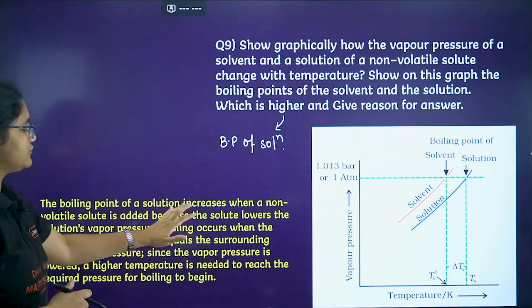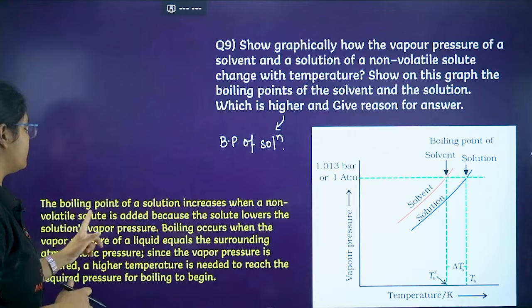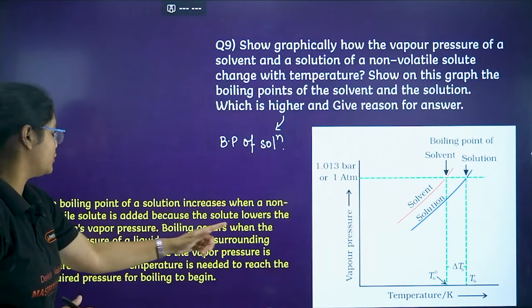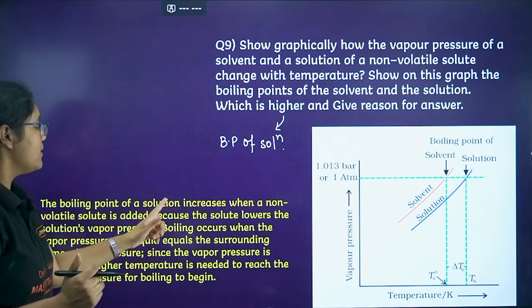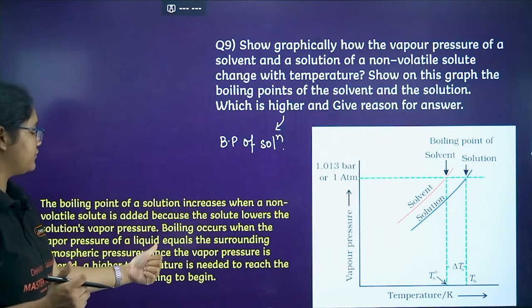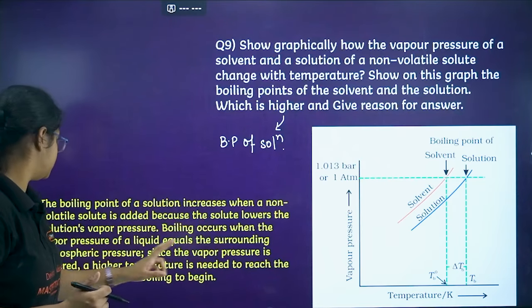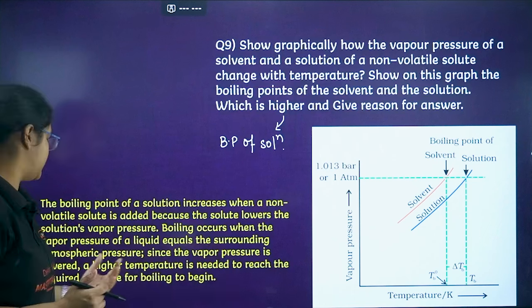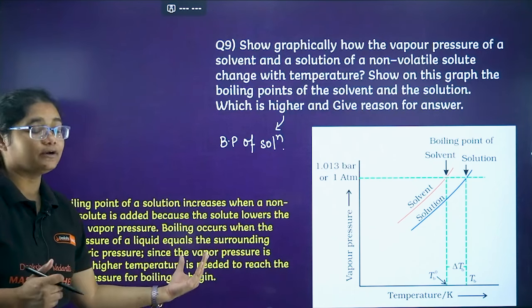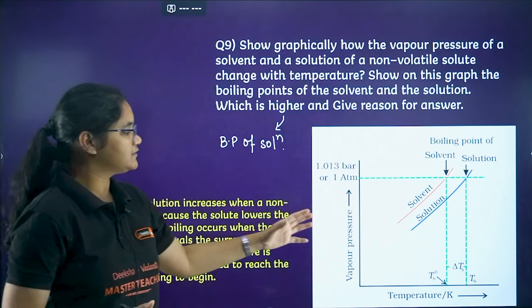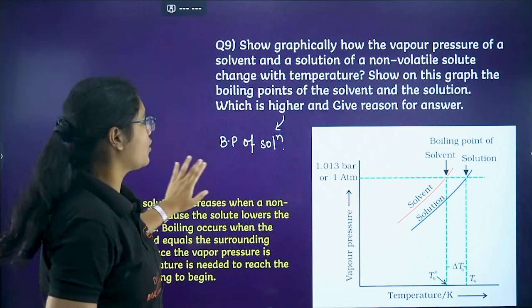Now the boiling point of a solution increases when a non-volatile solute is added, because the solute lowers the vapor pressure. Boiling occurs when the vapor pressure of a liquid equals the surrounding atmospheric pressure. Since the vapor pressure is lowered, a higher temperature is needed to reach the required pressure for boiling to begin. Okay, so that is how you have to explain this particular concept.